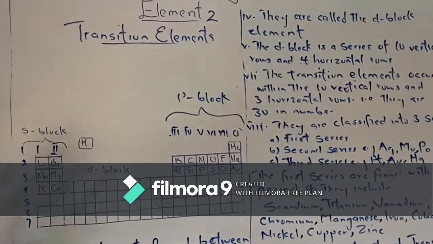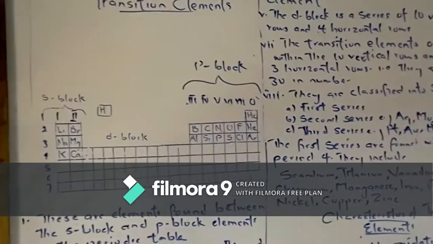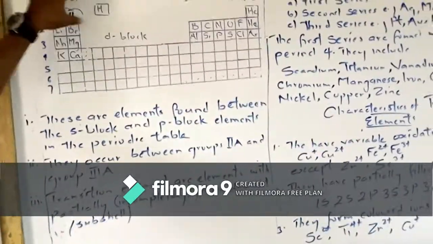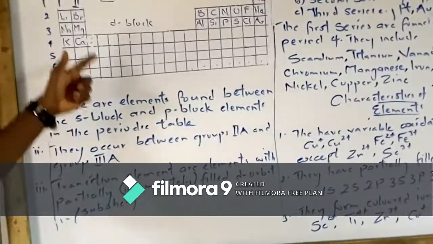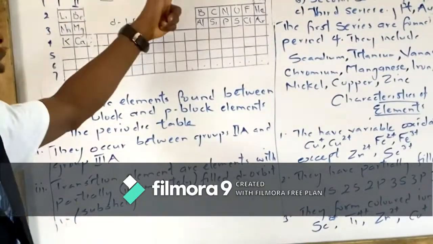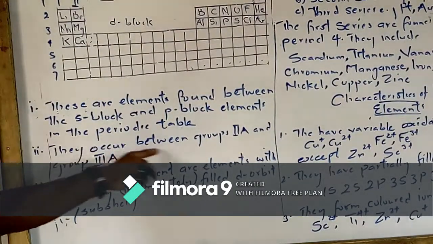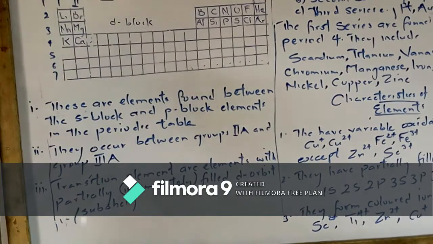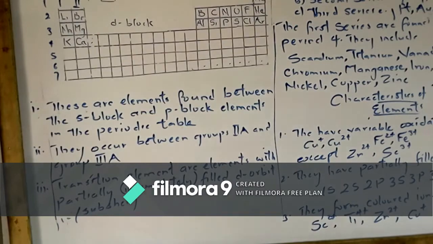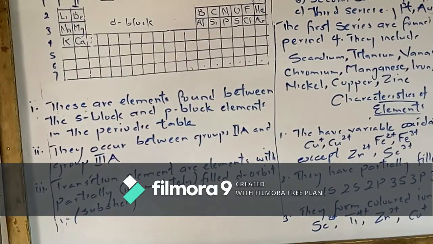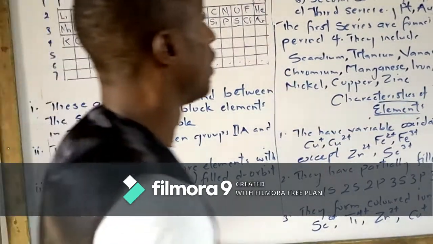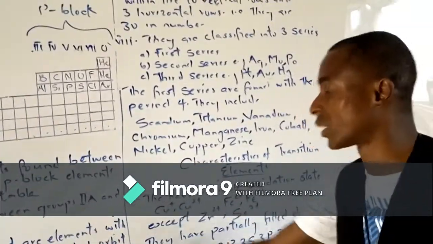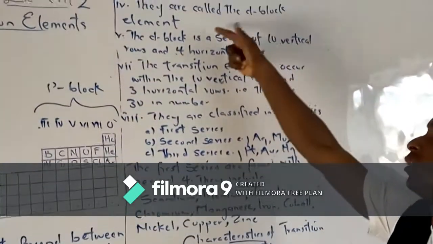Number 1, transition elements are elements found between the S block and P block elements in the periodic table. I said they are found between the group 2A and group 3A elements. Transition metals or elements are elements with a partially filled d orbital. Their d orbitals are not usually completely filled. Very important: they are called the D block elements.